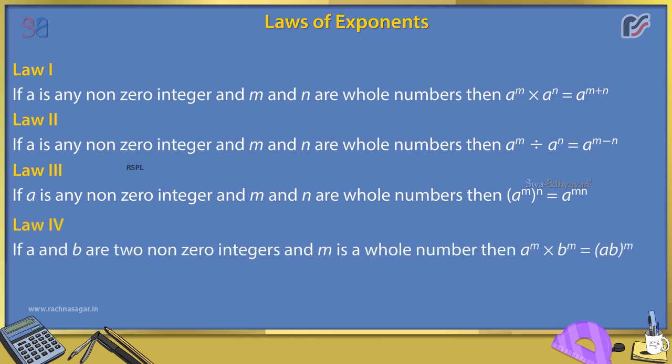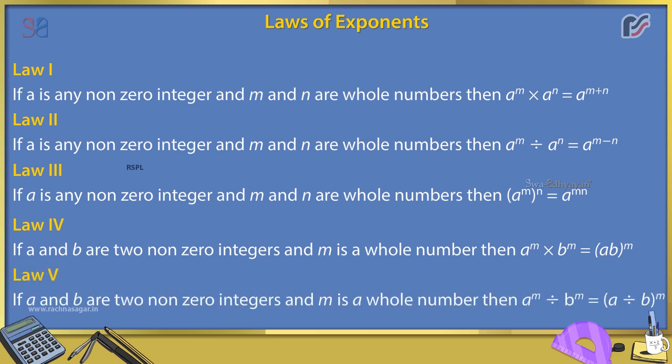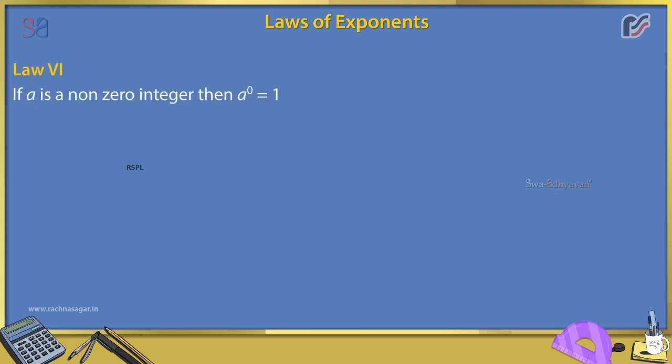Law 4. If a and b are two non-zero integers and m is a whole number, then a^m × b^m is equal to (ab)^m. Law 5. If a and b are two non-zero integers and m is a whole number, then a^m ÷ b^m is equal to (a ÷ b)^m. Law 6. If a is a non-zero integer, then a^0 is equal to 1.